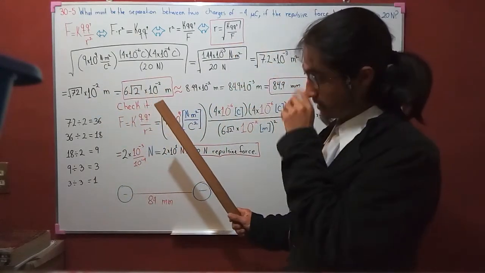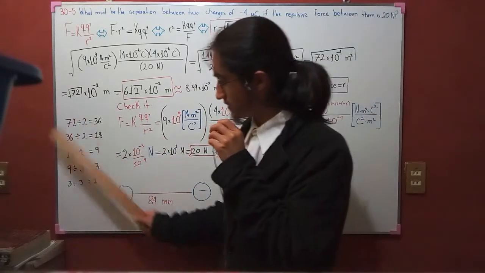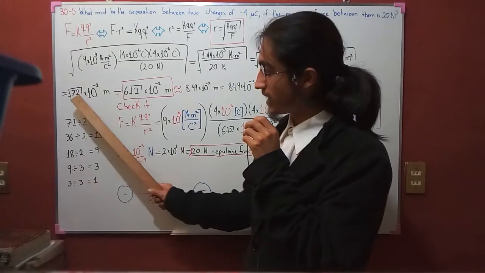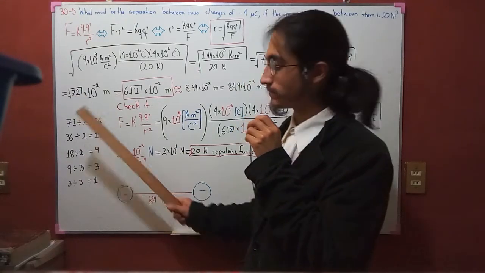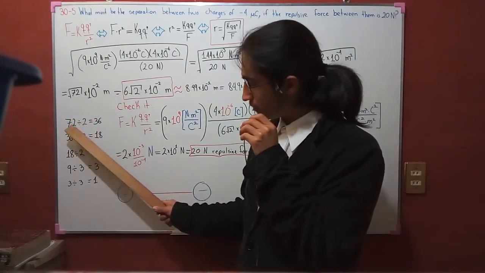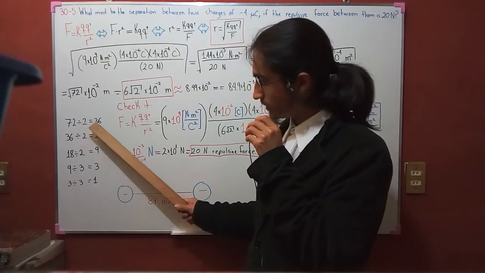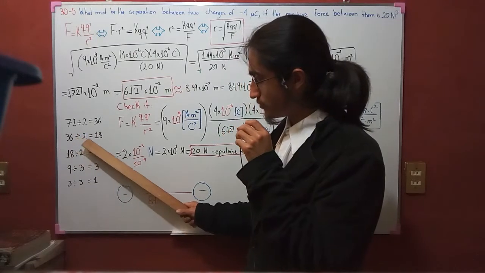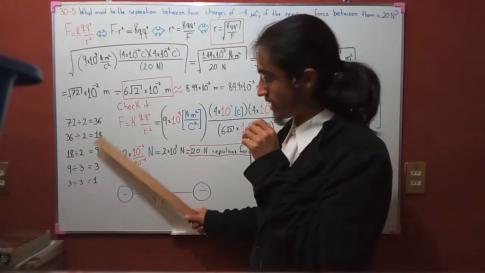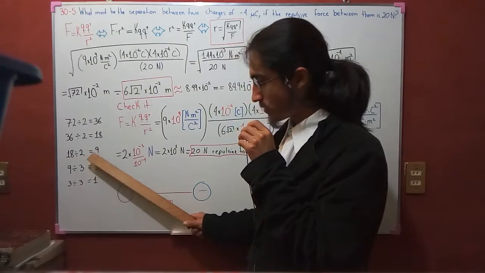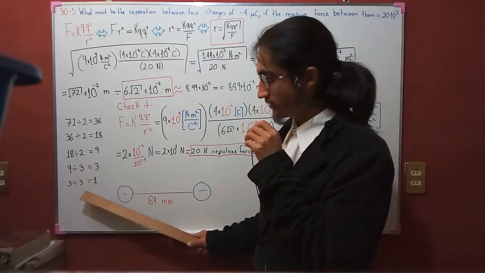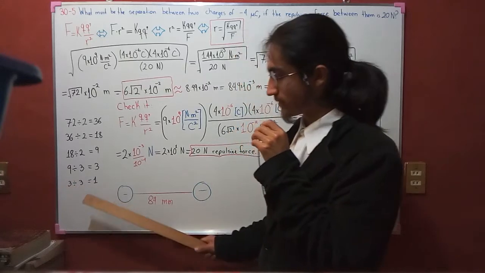Now, we have to do this procedure to calculate the square root of 72. 72 divided by 2 equals 36. 36 divided by 2 equals 18. 18 divided by 2 equals 9. 9 divided by 3 equals 3. And 3 divided by 3 equals 1.